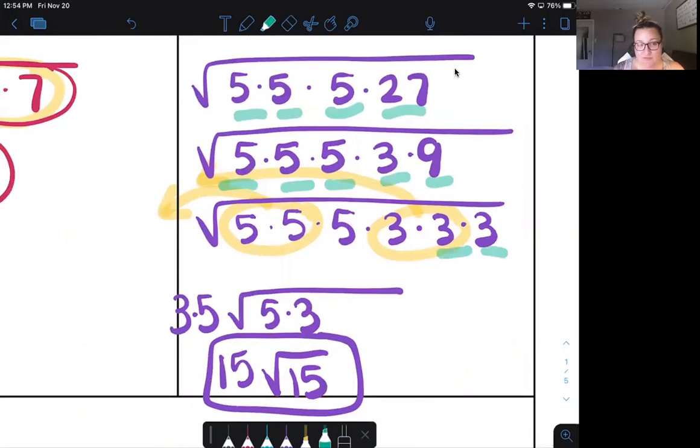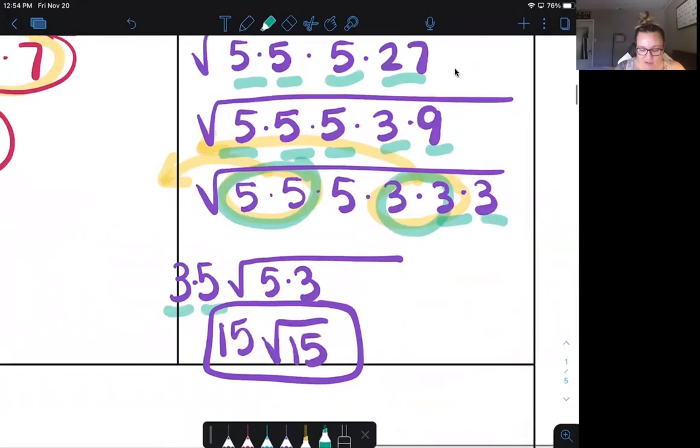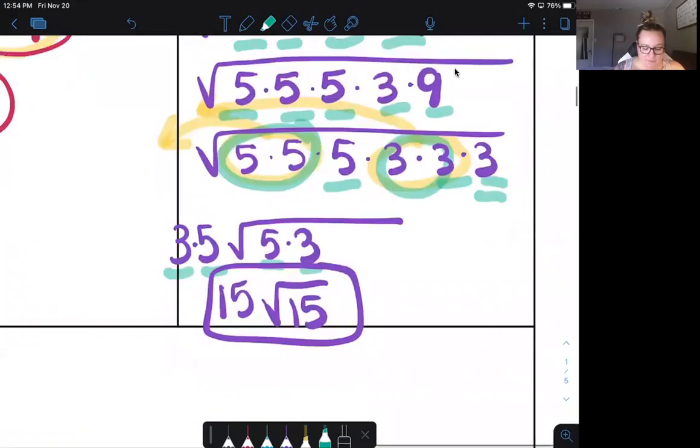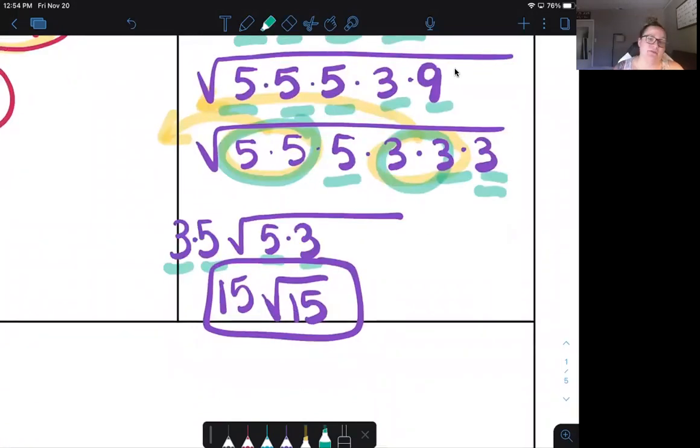So I've got a group of 2 5s and a group of 2 3s. I brought those out in front. And then I was left with a 5 and a 3 inside the radical. 3 times 5 is 15. 5 times 3 is 15. So we got 15 root 15 as our final answer.